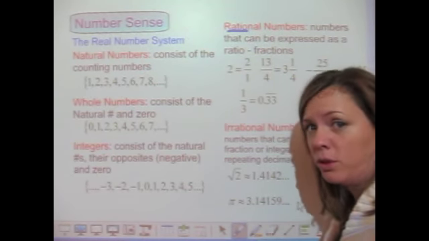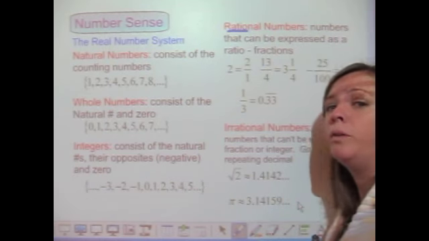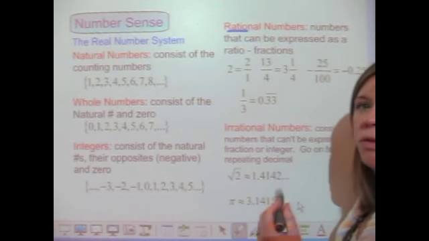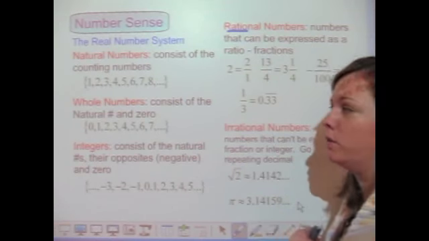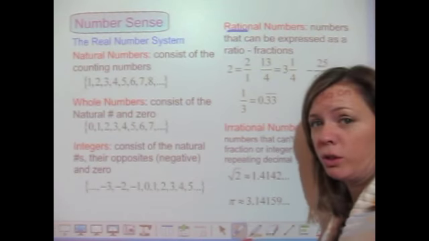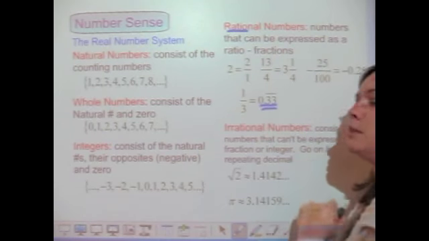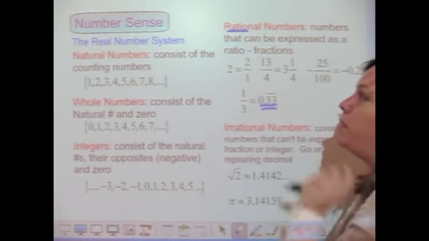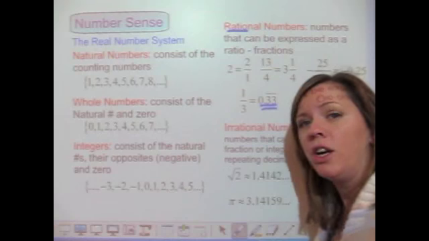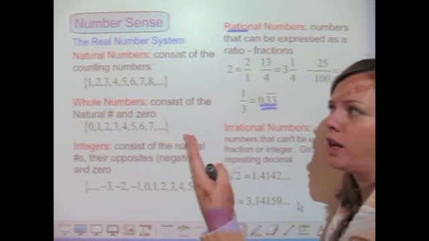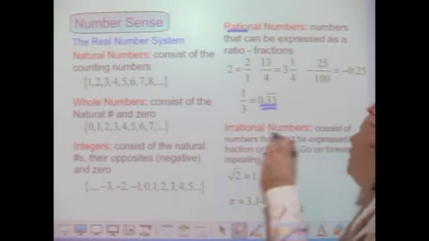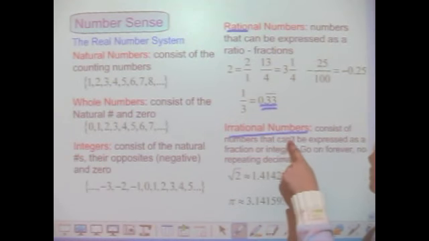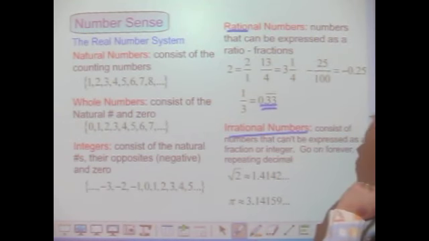So any decimal that terminates would be a rational number because it can be written as a ratio of the number over how many decimal places you have, like 25 over 100. 1/3 is also a rational number. If you think about a decimal value that repeats, that can also be expressed as a fraction, so any repeating decimal will be a rational number. So if it's not rational, not an integer, not a whole number, not a natural number, it's going to be an irrational number. Irrational numbers consist of numbers that can't be expressed as a fraction or an integer.